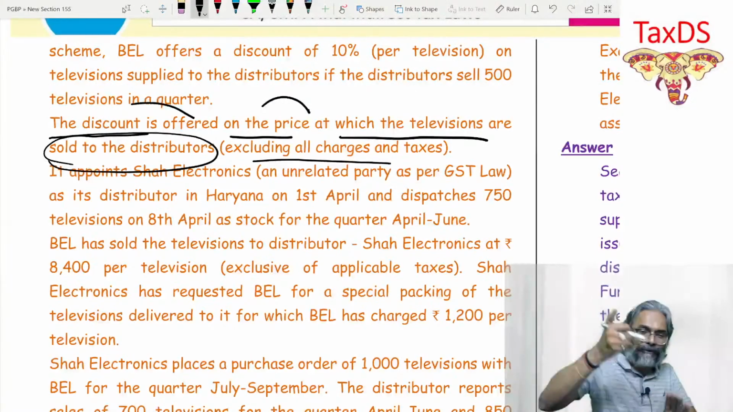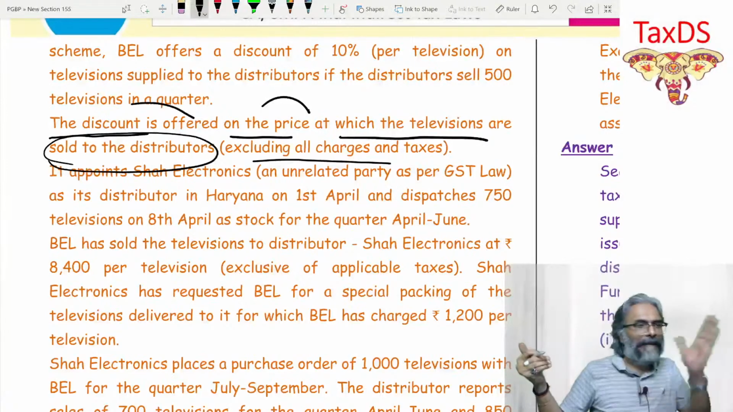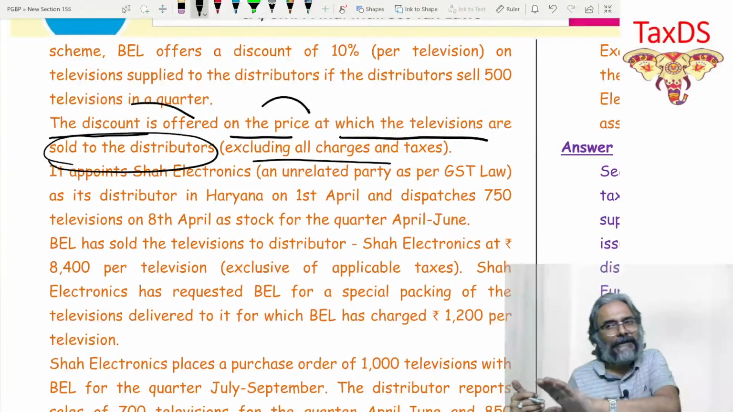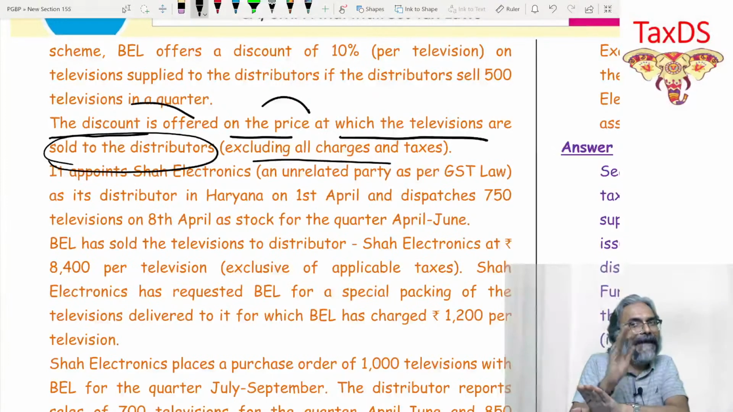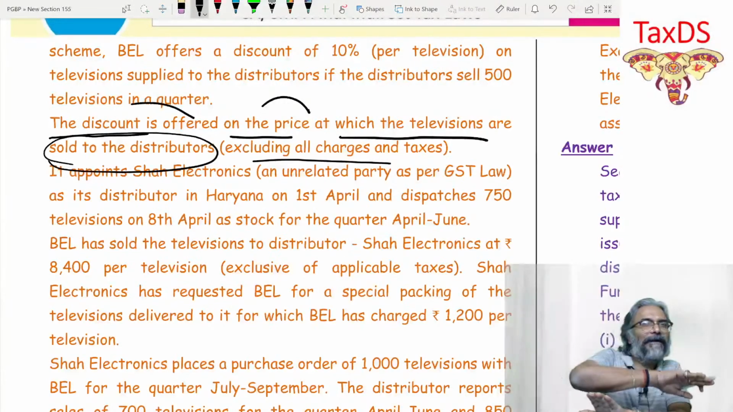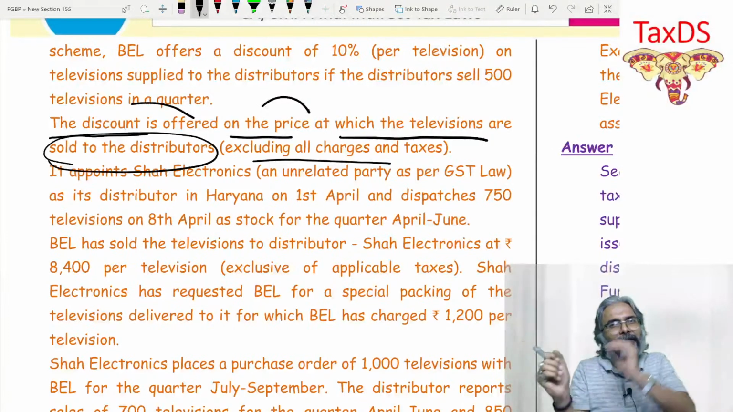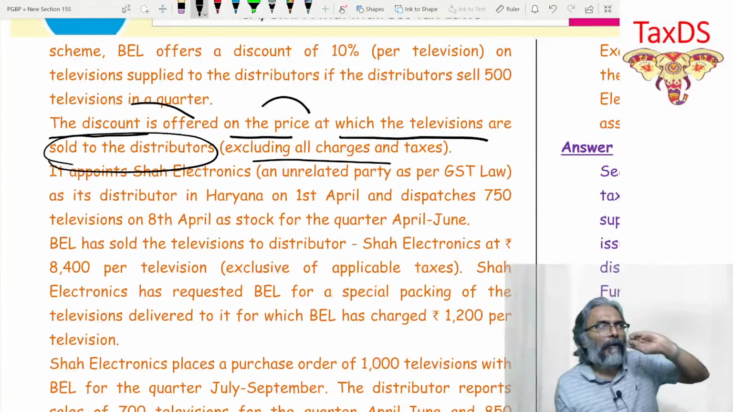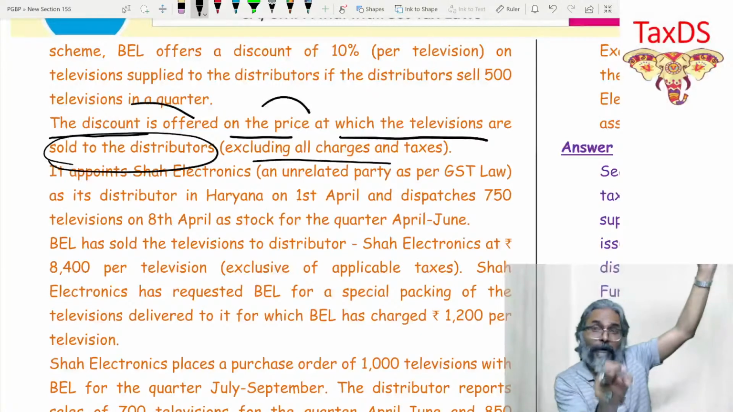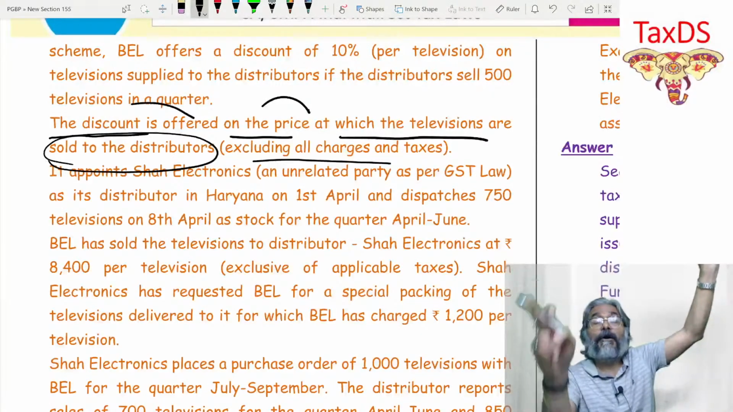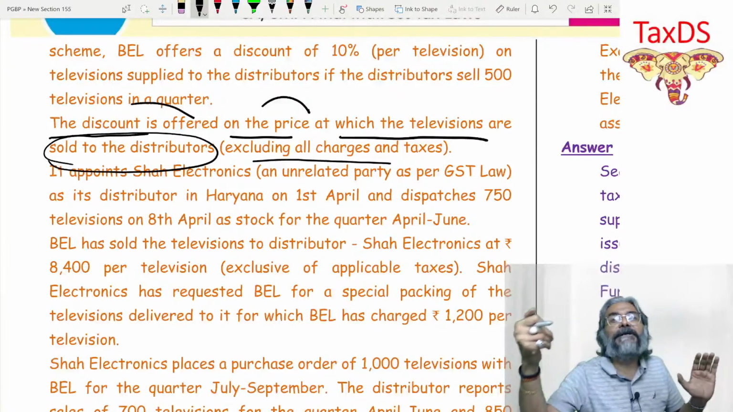So if there are extra charges levied by the principal to the distributor, then don't compute discount on those extra charges. The discount has to be only on the price of that particular goods before any charges or any taxes. Is that clear? This is how the calculation has to be done.